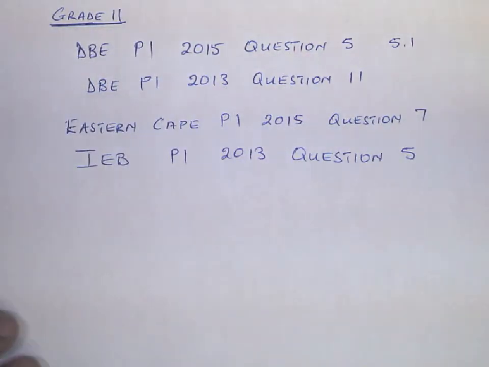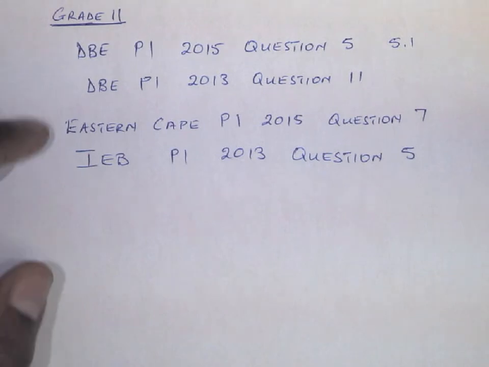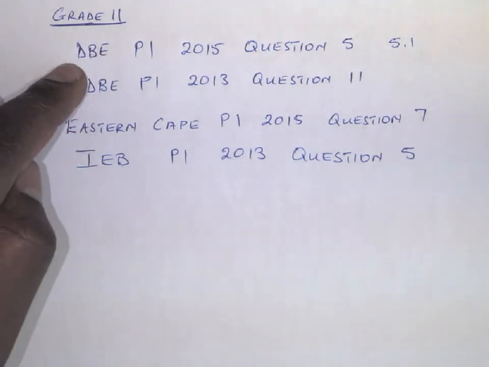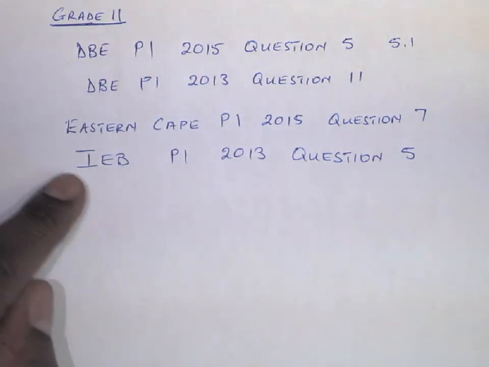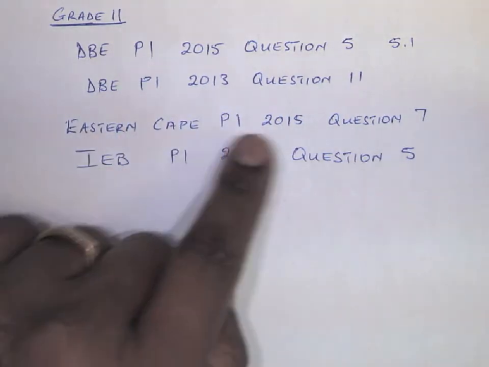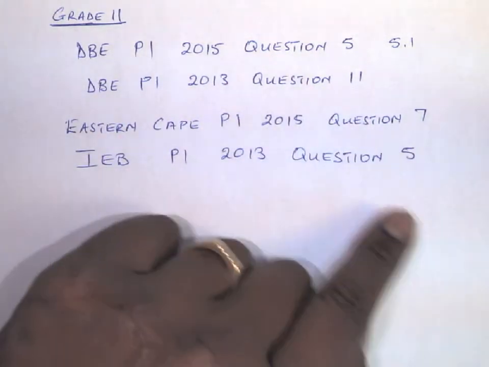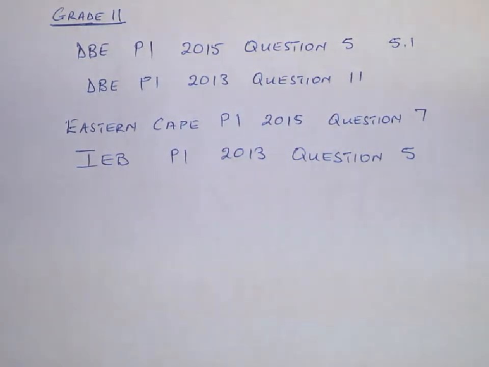Okay, good luck. The work is from the Brighter Future website, grade 11 papers. Then you do DBE paper 1 2015 and 2013, and then Eastern Cape 2015, and the questions are question 5, question 11, question 7, and question 5. Good luck.